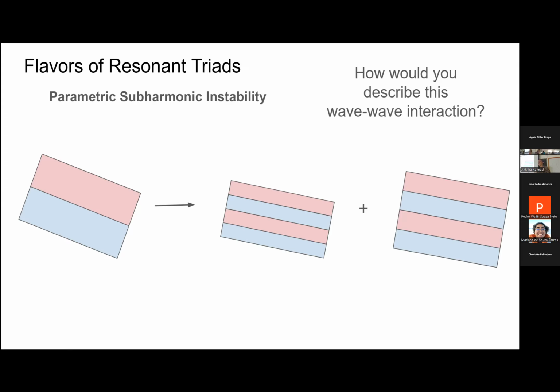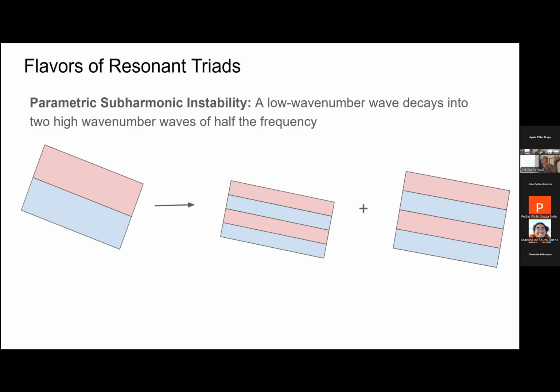Big number. Pieces. Yep. So you have one wave that has turned magically into two different waves of higher wave number and lower frequency. So congrats, we got it. The description of this parametric subharmonic instability is that a low wave number wave decays into two high wave number waves of half the frequency.